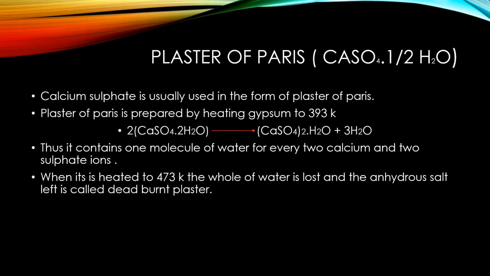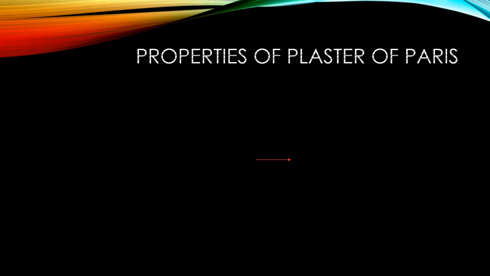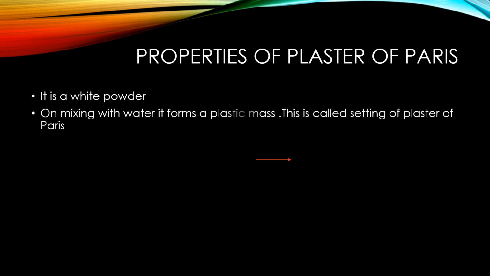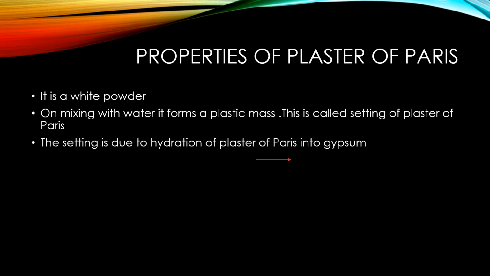When heated to 473 Kelvin, the whole of the water is lost and the anhydrous salt left is called dead burnt. Properties of plaster of Paris are: it's a white powder. On mixing with water, it forms a plastic mass. This is called the setting of plaster of Paris. This setting is due to the hydration of plaster of Paris into gypsum.